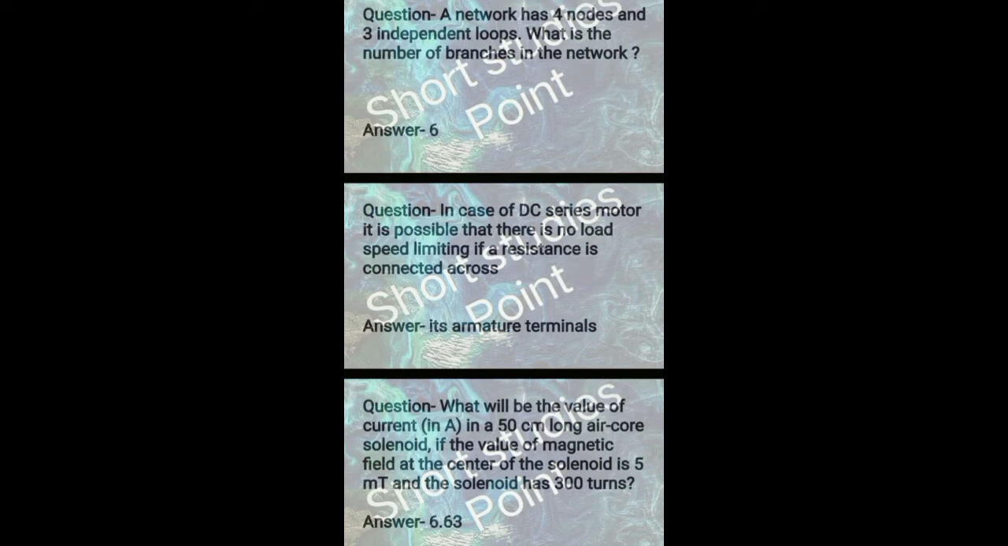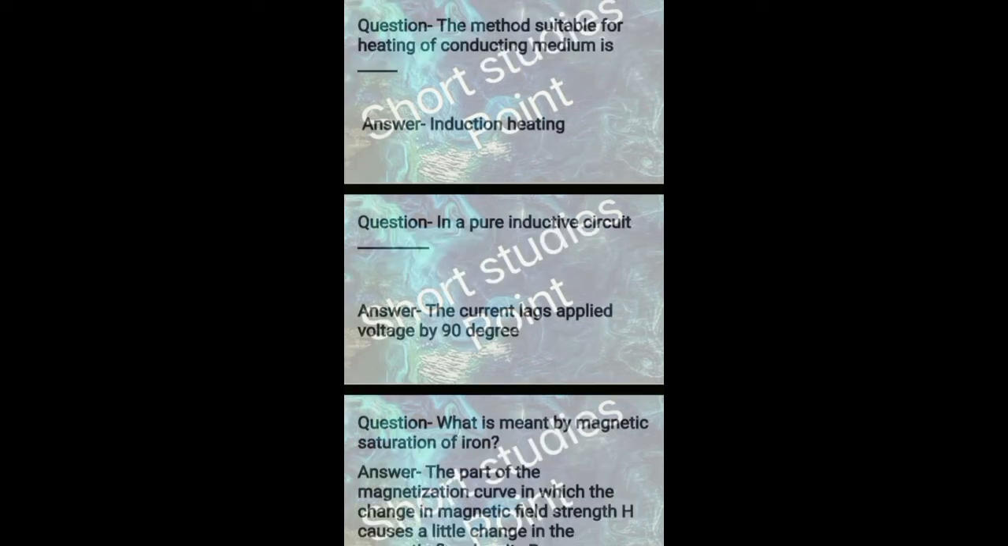Next question: what will be the value of current in ampere in a 50 centimeter long air core solenoid if the value of magnetic field at the center of the solenoid is 5 millitesla and the solenoid has 300 turns? Answer: 6.63 ampere. Method suitable for heating of conducting medium is dash. Answer: induction heating. Next question: in a pure inductive circuit dash. Answer: the current lags applied voltage by 90 degrees.